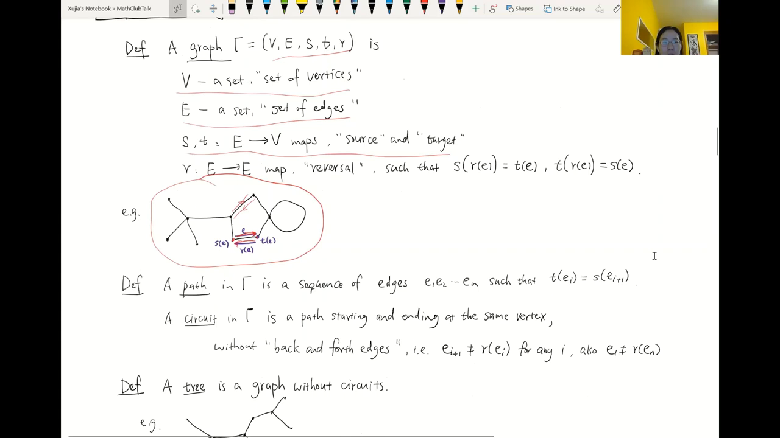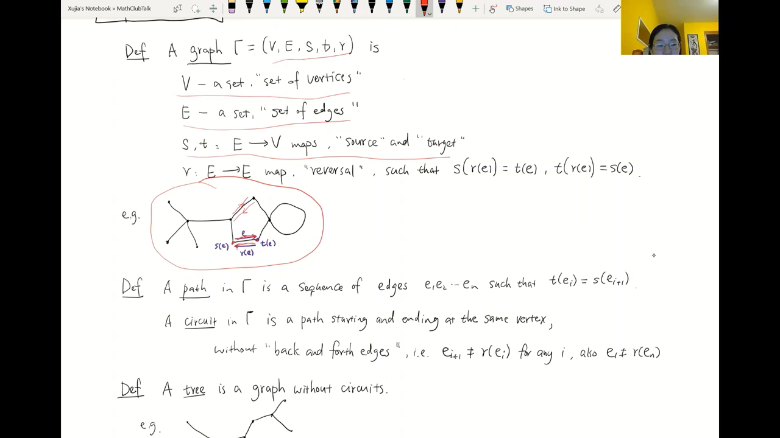And definition, a path in a graph gamma is something that looks like this: you start from some vertex and keep going consecutively to wherever you want to end. So formally it's a sequence of edges, like E1, E2, E3, E4, such that the source of the next one is the same as the target of the previous one. Maybe it's source here, target here, doesn't matter, whichever way you like.